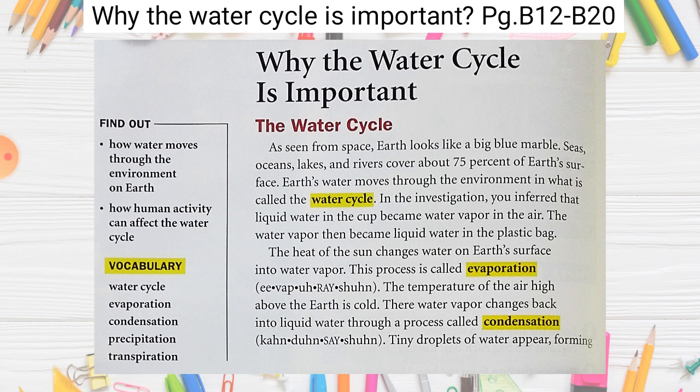Our topic for today: why the water cycle is important. As seen from space, Earth looks like a big blue marble. Seas, oceans, lakes and rivers cover about 70% of the surface. Water moves through the environment in what is called the water cycle.